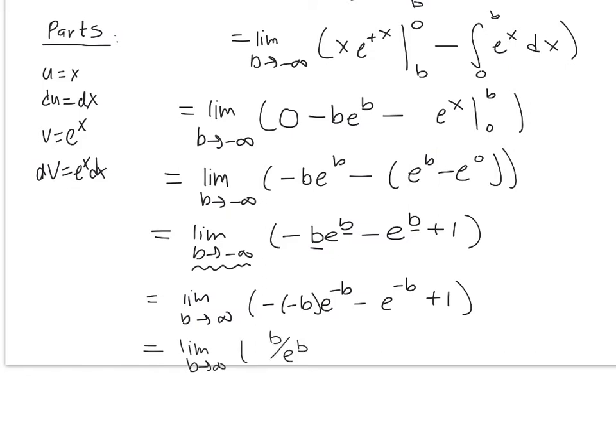All right, now simplifying slightly, this becomes the limit as b goes to infinity, b over e to the b minus 1 over e to the b plus 1. Now you can limit each term individually. I'm going to hold off on the first one for just a second. The second term, this 1 over e to the b, that's going to go to 0, and the last term stays at 1.